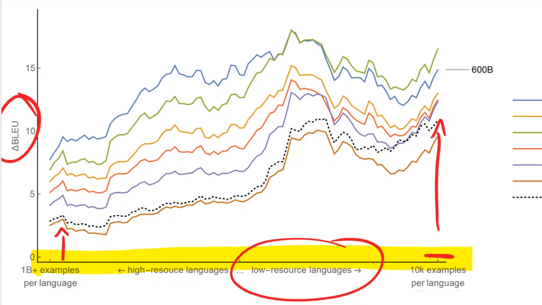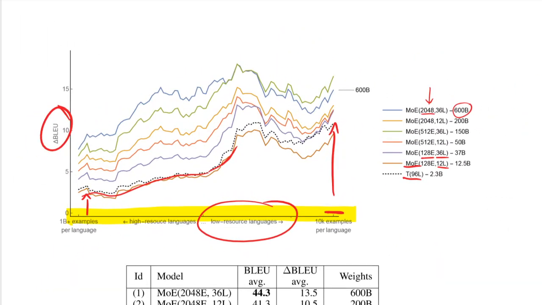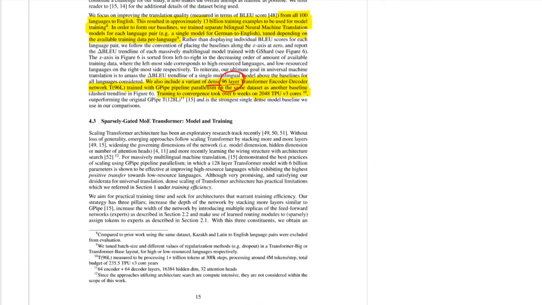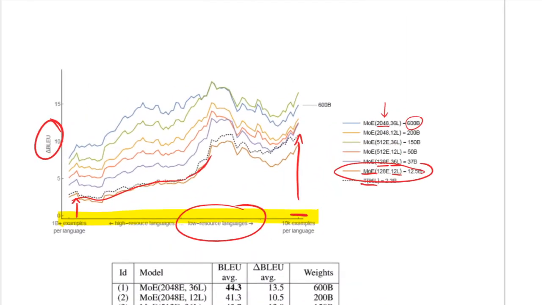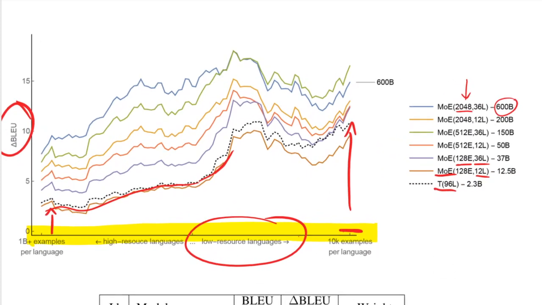You can also see that the lowest mixture of experts right here is almost on par with their big dense transformer that took so much longer to train, right? So this lowest model right here, I believe it took a few hours to train, whereas this 96 layer dense transformer took these 6 weeks to train. Though, it has to be said, the number of TPUs is not to be neglected, but if you're Google, you just have them lying around.